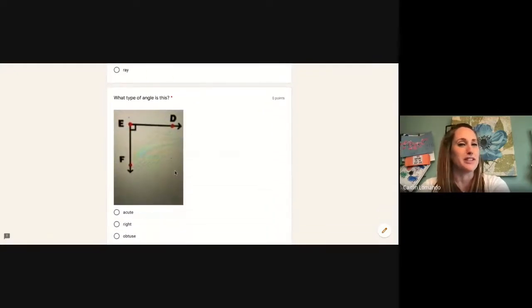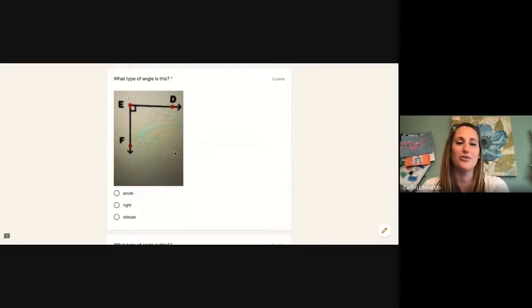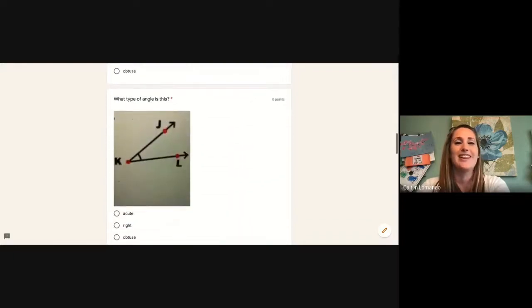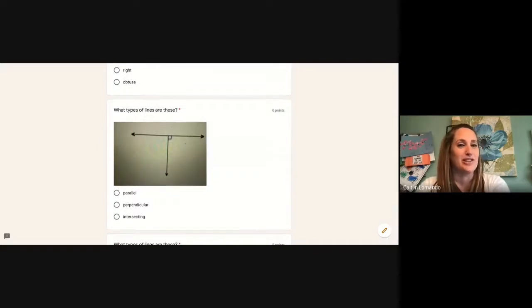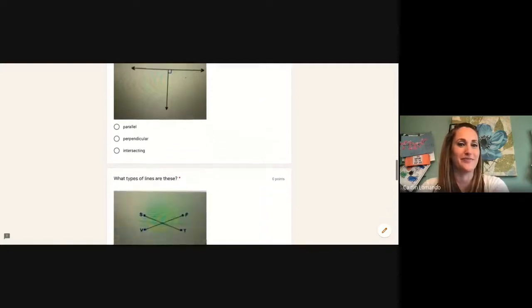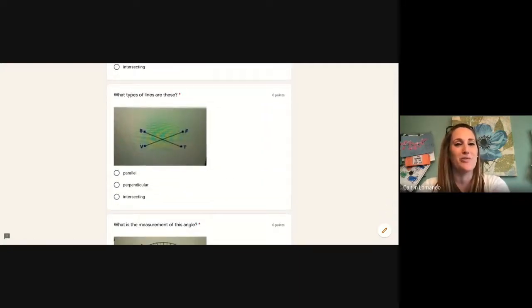Third image, what type of angle is that? Acute, right, obtuse. Next image, what kind of angle is this? Acute, right, or obtuse? Next image, what kind of lines are these? Pay attention to that little square right there. Parallel, perpendicular, intersecting. Next image, what type of lines are these? Parallel, perpendicular, intersecting.